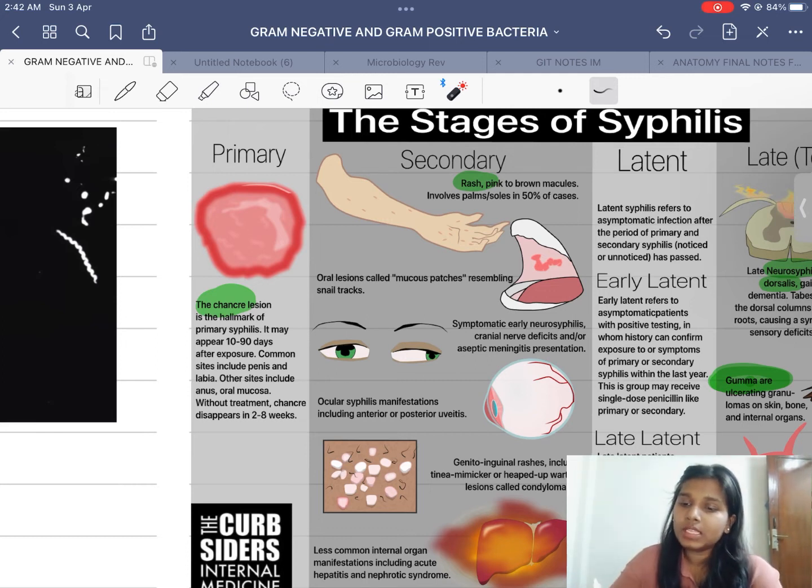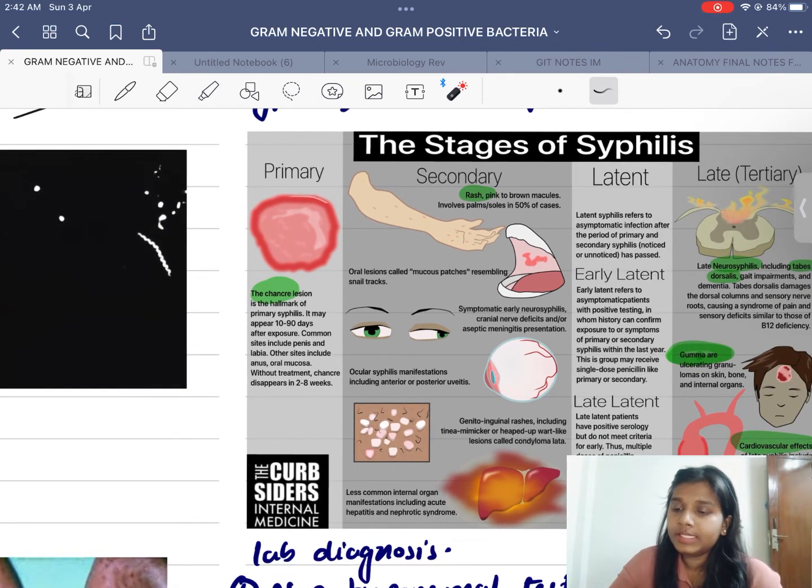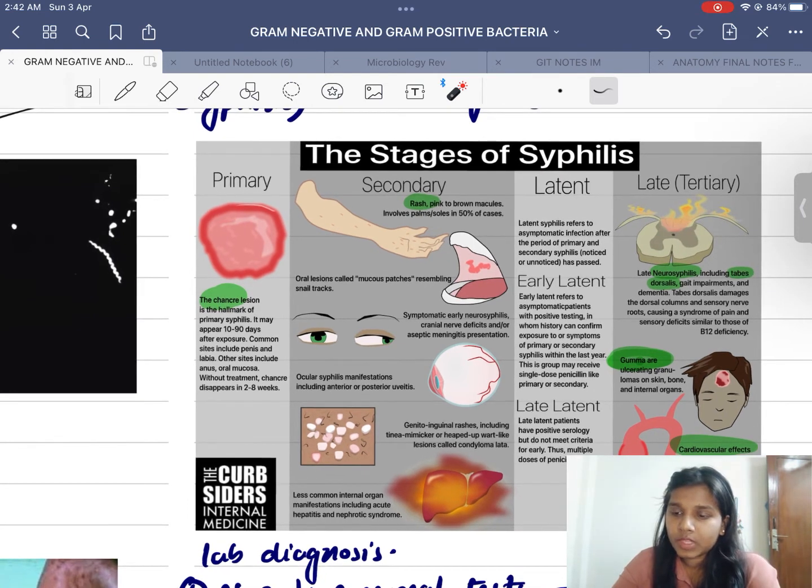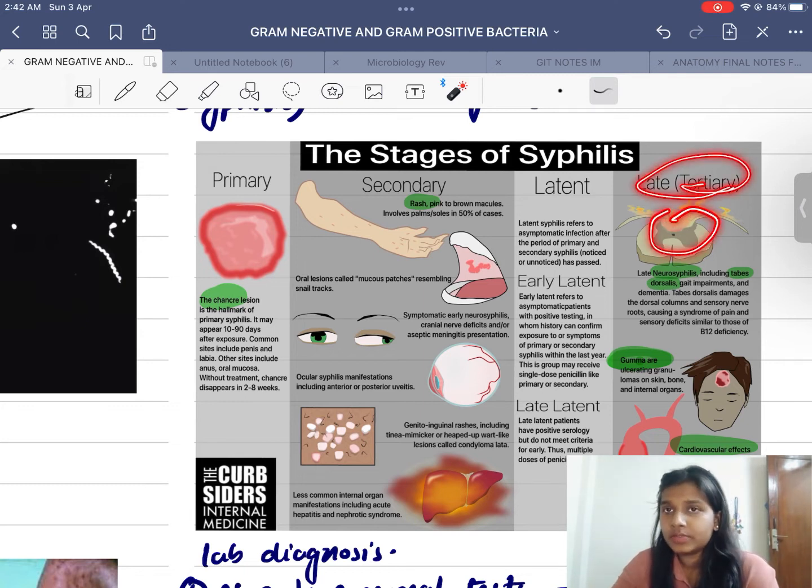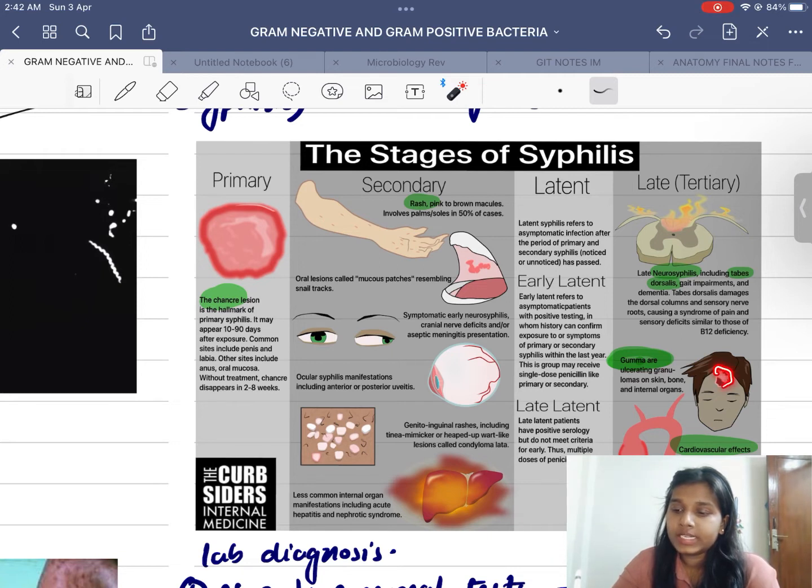Then you have latent syphilis, in which there will be no symptoms. Then you have late syphilis or tertiary syphilis. Tertiary syphilis will involve the brain, neurosyphilis, including tabes dorsalis. So remember the word tabes dorsalis. Then you can also have gummas, which are basically like ulcerative lesions on the skin. Then cardiovascular involvement in syphilis, mainly remember aneurysms like aortic aneurysms.